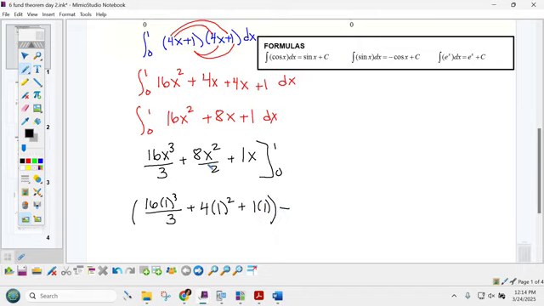Minus, and now I notice every term here has an x, so when I input 0, that's going to add to 0. Okay, with the 1s, we've got 16/3 plus 4 plus 1. You can use your calculator to get to that final answer of 31/3.